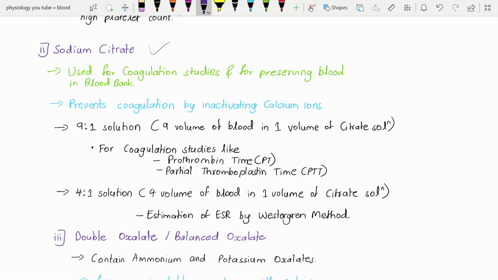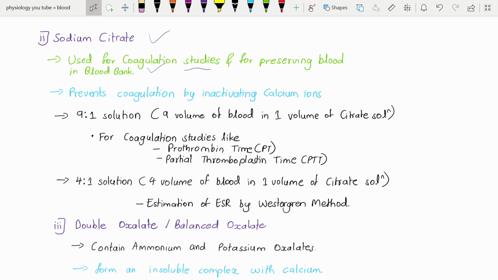Sodium citrate is mainly used for the coagulation studies and for preserving blood in the blood bank. The mechanism is that it prevents coagulation by inactivating the calcium ions. Most of the anticoagulants we are using here are chelating with the calcium, or precipitating the calcium, or binding the calcium. Totally they are inhibiting the action of the calcium. By inhibiting that, we are preventing the blood from getting clotted.